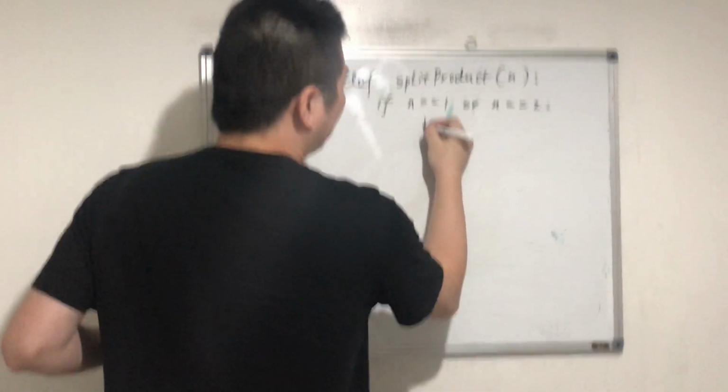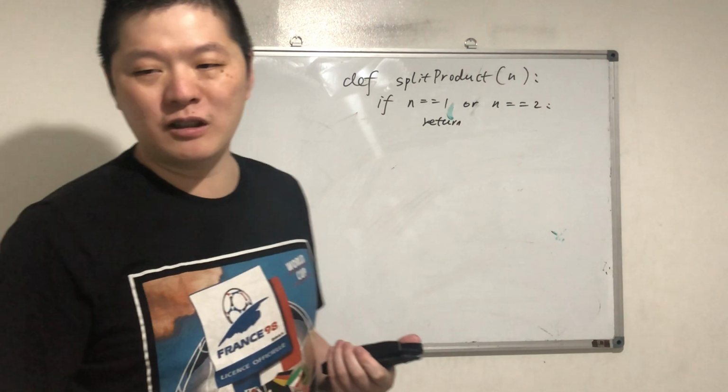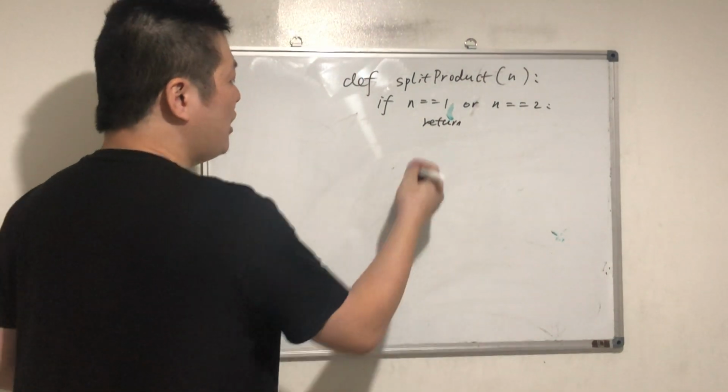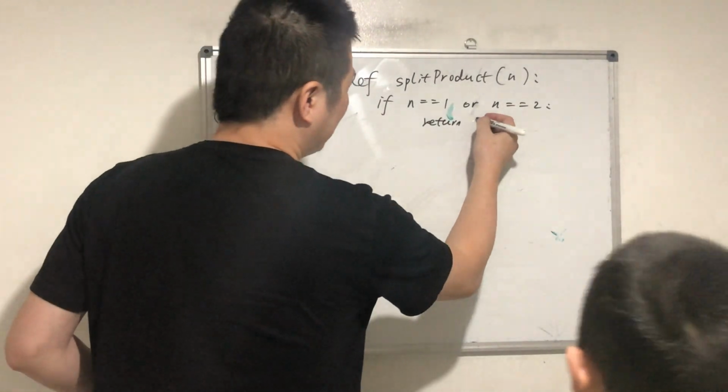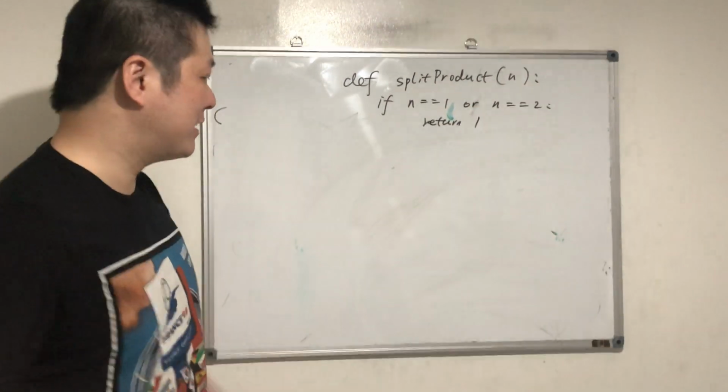So what should we return if n equals 1 or n equals 2? 1, because 1 you can't split, you can just keep it as 1, and 2 is 1 plus 1, so the product is 1.